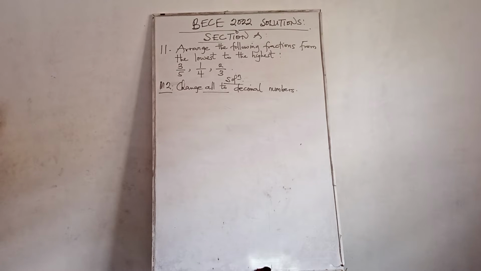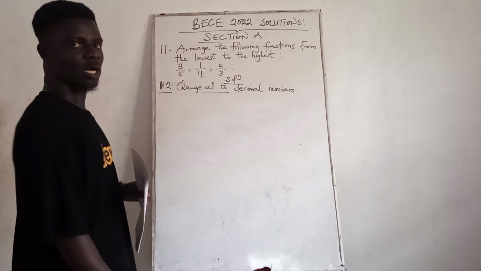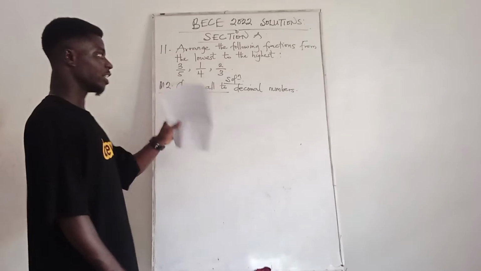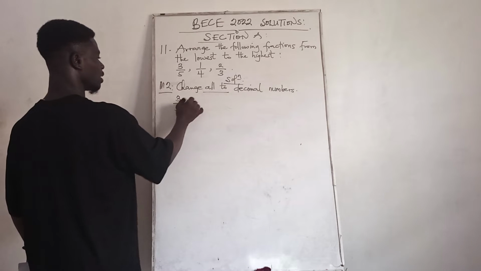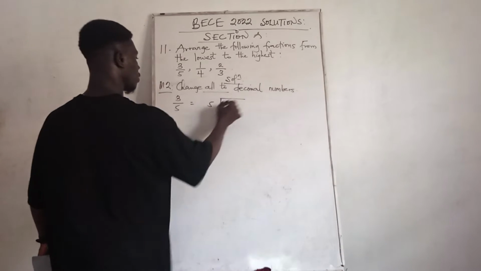So our method 2, we are changing all to what? Decimal numbers. Still on question 11. We are changing all to decimal numbers. So we take 3/5. How can we change this one to decimal numbers? We can do our long division.